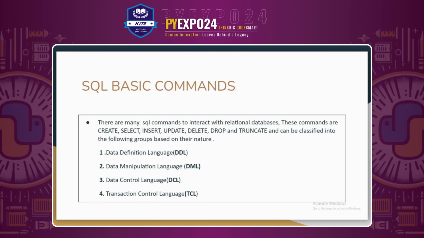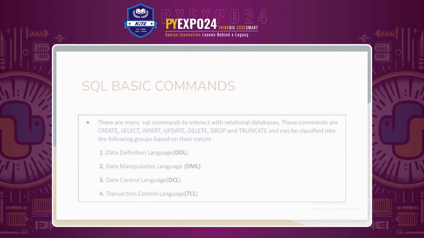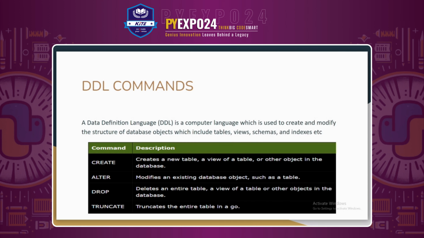They may be classified into the categories namely DDL, data definition language; DML, data manipulation language; DCL, data control language; TCL, transaction control language. First thing is DDL commands. DDL commands are used to create and modify the structure of databases like table, view, schema, etc. The commands in DDL include create, alter, drop, and truncate.